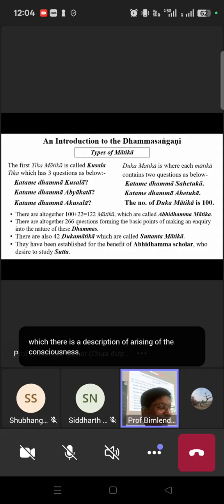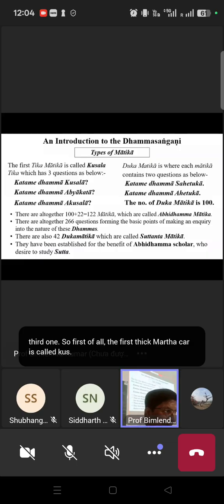We have already discussed that the treatment of the Dhamma in Dhammasaṅgaṇi has been done on the basis of Tikmatika, Dukmatika and Sutartamatika. So first of all, in the Chittupadkanda, the 22 Tikmatikas have been displayed. For example, first of all there is a Kusal Tik. Out of the 22 Tikmatikas, Kusal Tik is first, Vedana Tik is second, and Vipaka Tik is the third one. So the first Tikmatika is called Kusal Tik.